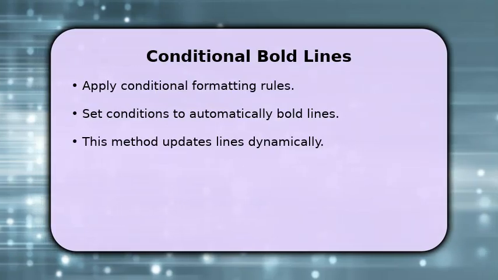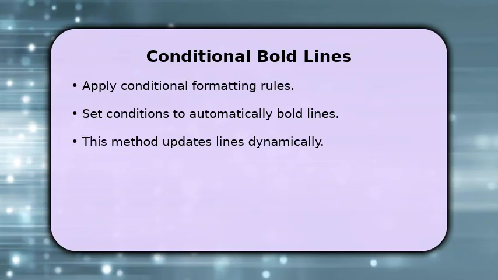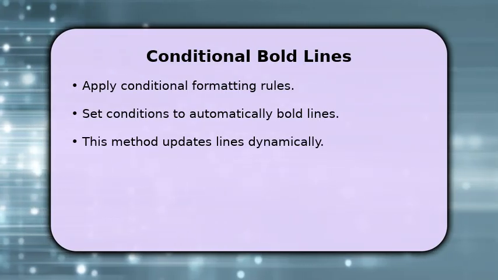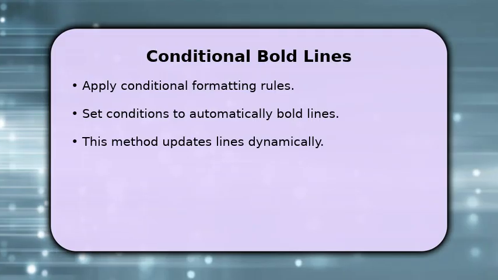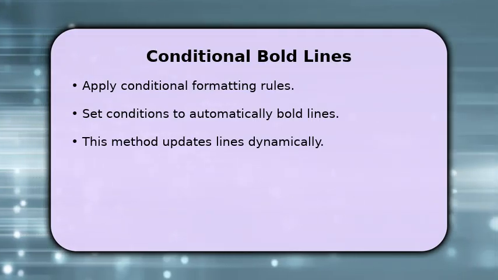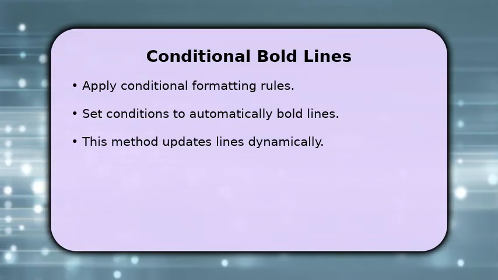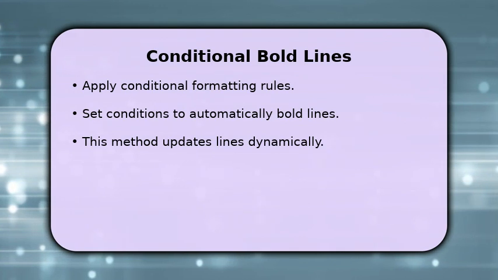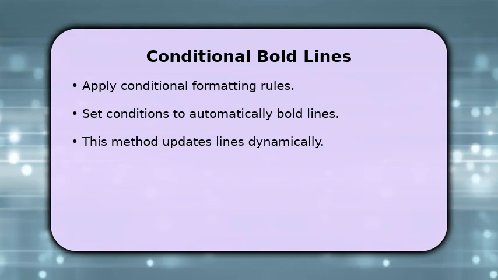Finally, for dynamic bold lines, consider using conditional formatting. Select your data, go to the Home tab, and click Conditional Formatting. Choose New Rule and then use a formula to determine which cells to format. Set your condition, and in the formatting options, select a thick border. This way, your lines will automatically become bold when your data meets specific criteria, keeping your spreadsheet organized and visually clear.